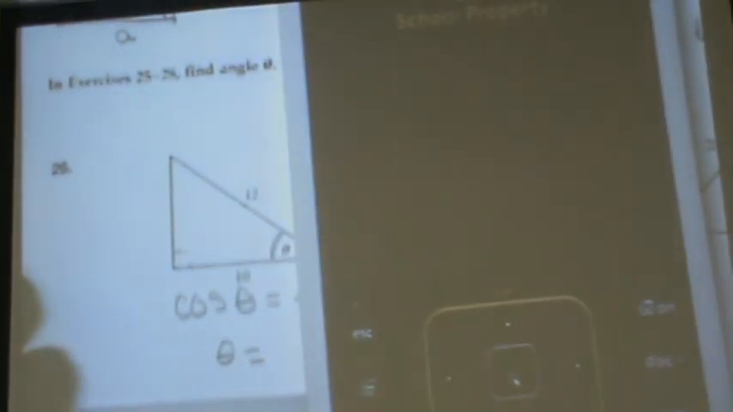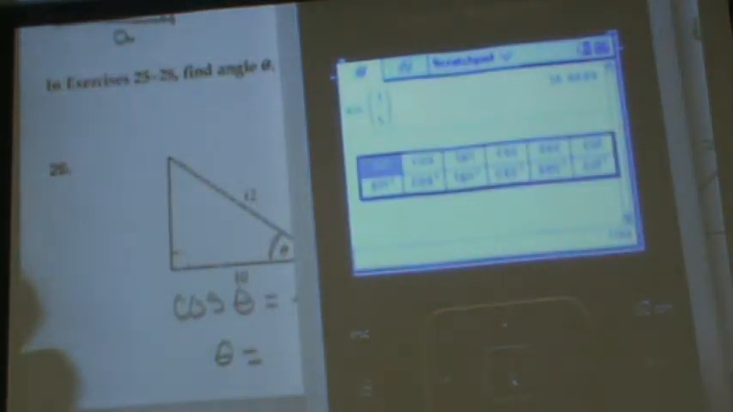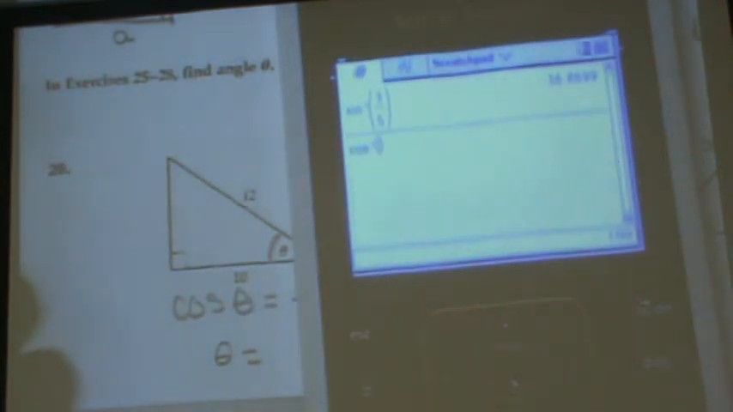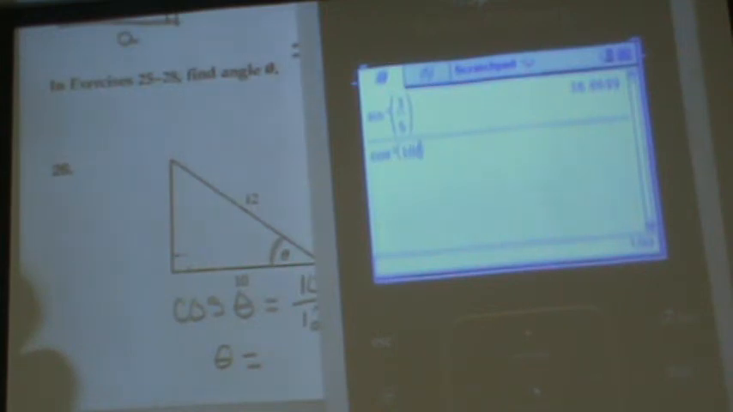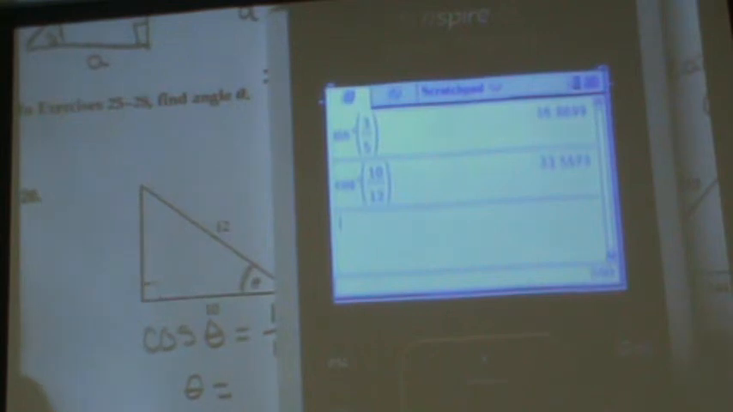And again, you're going to use the inverse to solve for theta. So on your calculator, you're going to go trig, inverse cosine, and put in 10 divided by 12, which gives you 33.56.